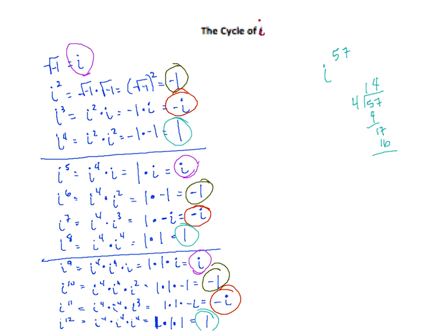Okay, so that is remainder 1. And let me pick a smaller number before I talk about that one. So we'll do i to the 13th. That would be the next one in the pattern. We already know if it follows the same pattern, it should just be i. So 4 goes into 13 3 times, and that gives us a remainder of 1.